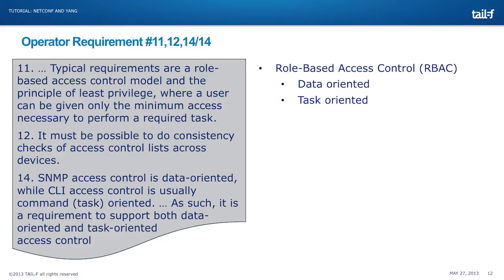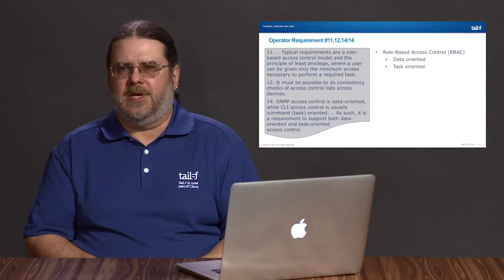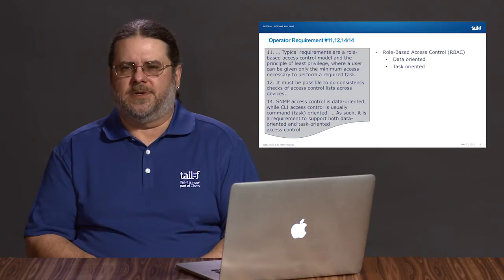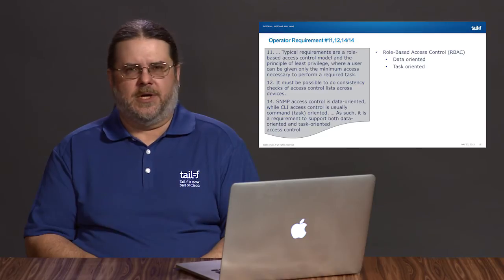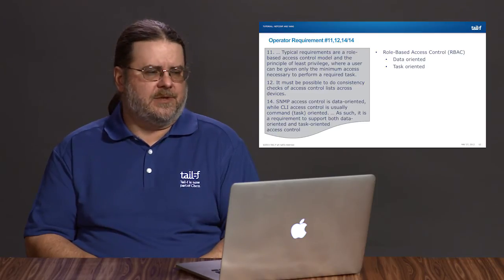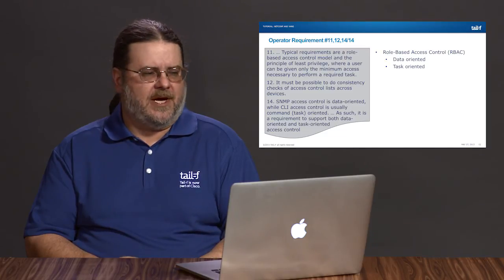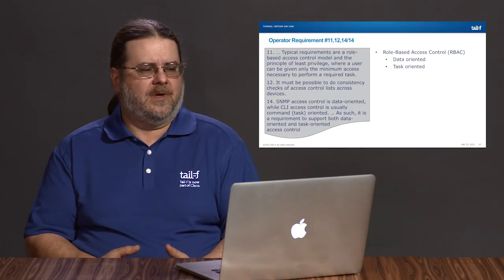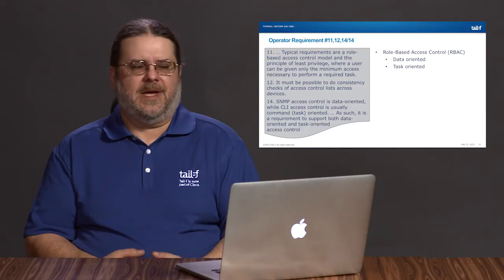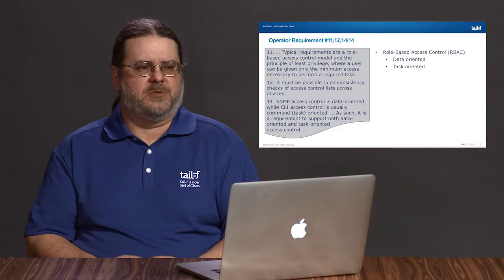Looking at what had been being used at the time, SNMP access control was very much oriented to the data. If you look at the various security mechanisms of SNMP, it's oriented to the data, whereas when you're using CLI, the access control was more oriented towards what commands someone could use or what tasks they can run. So really, it's desirable to have both data-oriented and task-oriented access control for a modern network management protocol.